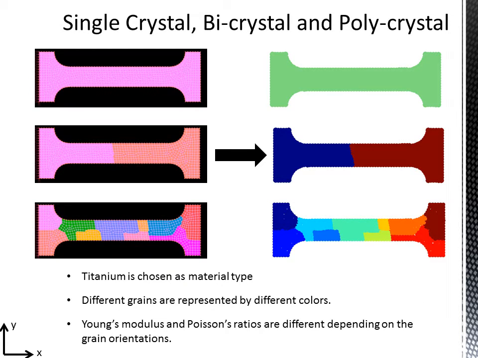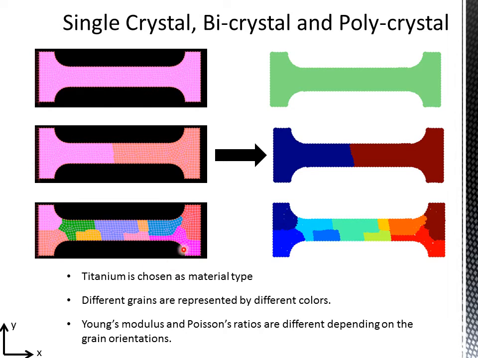So one task of this simulation is to see if I can get different mechanical responses when I use different specimens: single crystal, bicrystal, and polycrystal specimen. In general, I use titanium as my material type, but for different grains, they will have different Young's modulus and Poisson's ratios depending on the grain orientations.